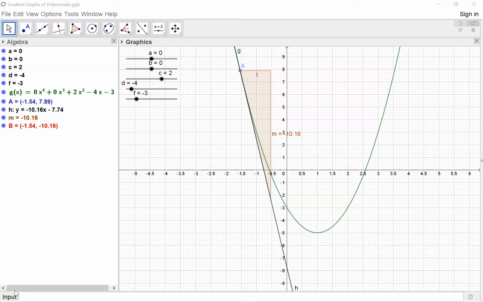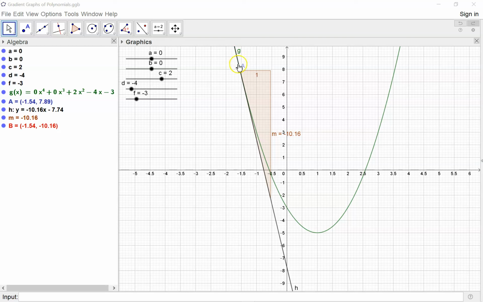Looking at the gradient graphs of quadratic functions, we're going to start with a positive quadratic, so 2x squared minus 4x minus 3 that we can see here. So what we're going to do is start off with this point here for a, and you'll see at this point here, at the point a, the gradient is negative 10.